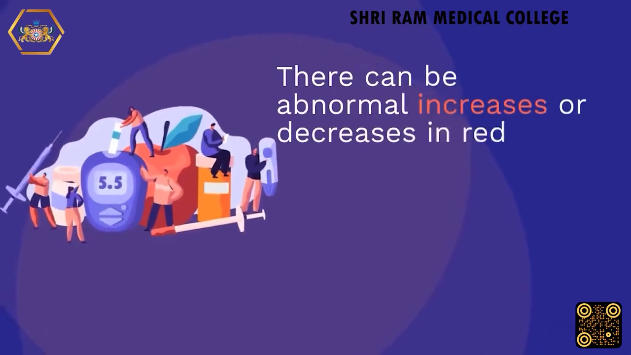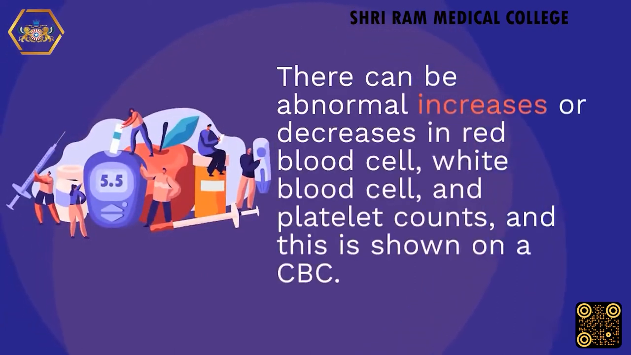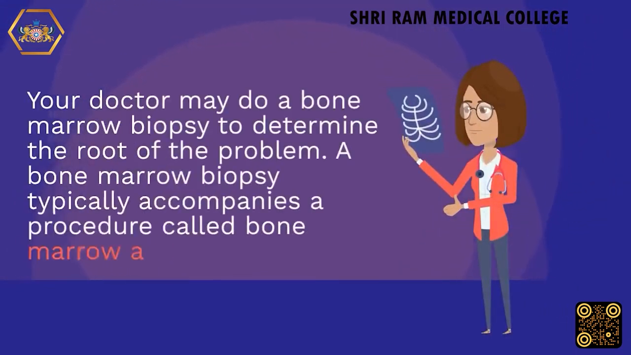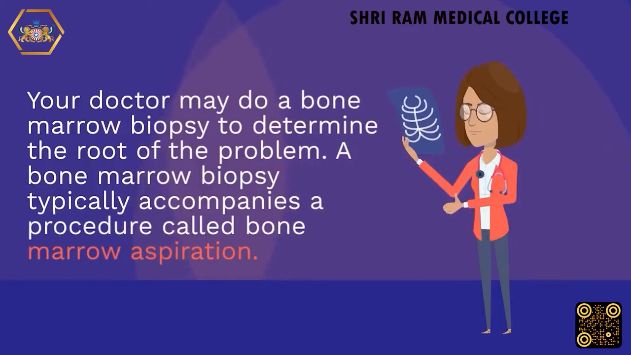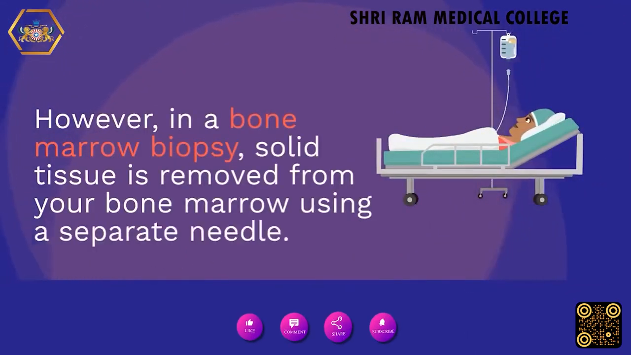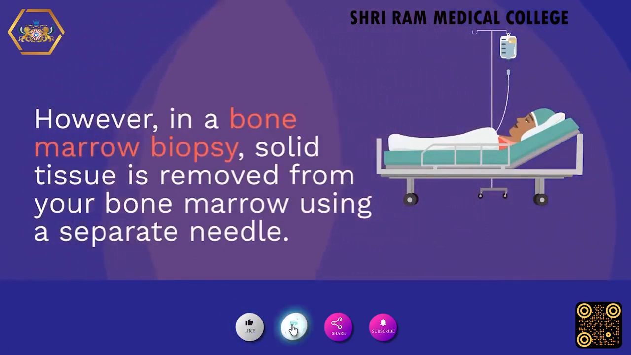There can be abnormal increases or decreases in red blood cell, white blood cell, and platelet counts, and this is shown on a CBC. Your doctor may do a bone marrow biopsy to determine the root of the problem. A bone marrow biopsy typically accompanies a procedure called bone marrow aspiration. However, in a bone marrow biopsy, solid tissue is removed from your bone marrow using a separate needle.